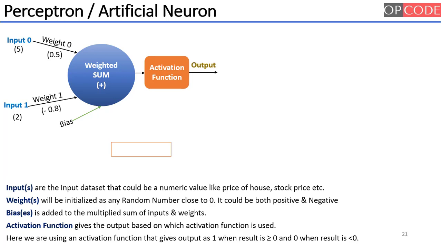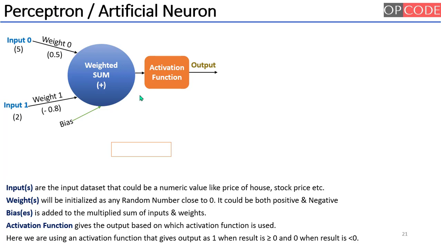So here the inputs are the input data set, which could be a numeric value like the price of a house or stock price, etc. Weights will be initialized as any random number close to 0. It could be both a positive and a negative number. Bias is just added to the multiplied sum of inputs and weights, and the activation function then gives the output based on which activation function is used.